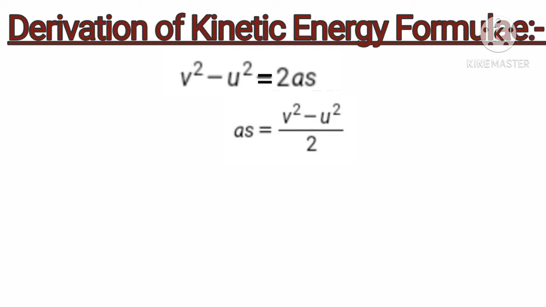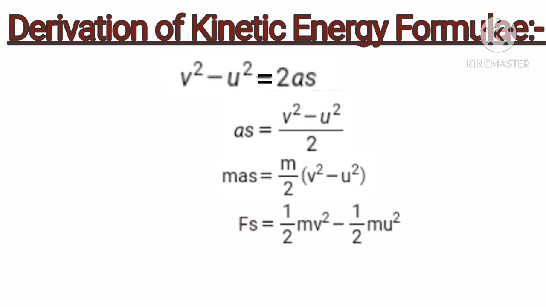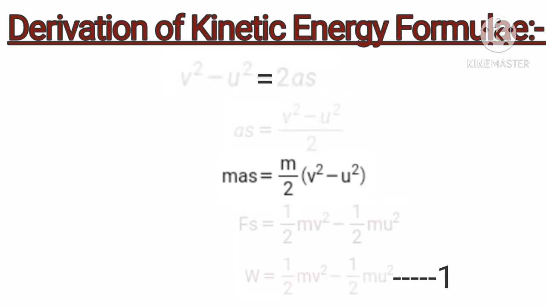By multiplying with mass m on both sides, we get mas is equal to m by 2 of v square minus u square. Mass into acceleration is nothing but force. So in the place of ma, we can write F. And on the right hand side, by opening the bracket, we get half mv square minus half mu square. So Fs is equal to half mv square minus half mu square. Force into displacement is work. So in the place of Fs, we can write W. So W equal to half mv square minus half mu square.